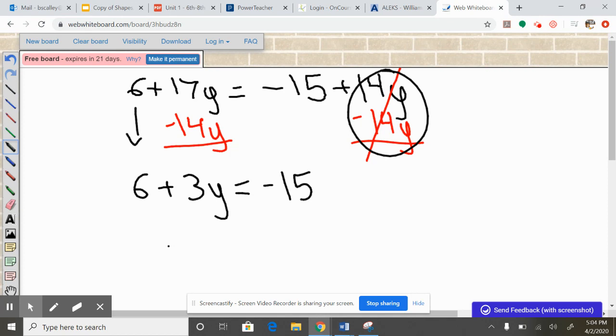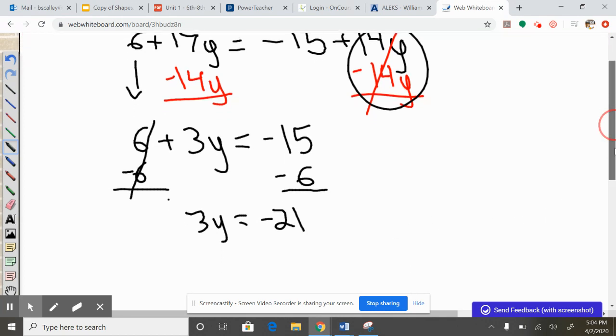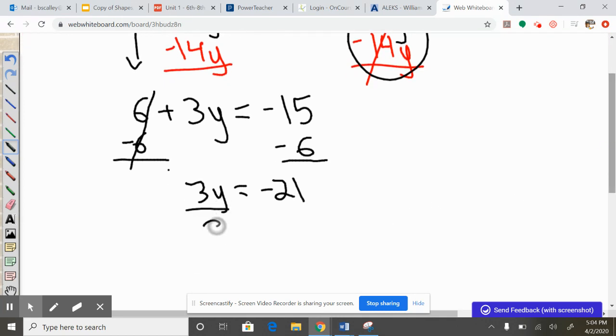What I need to do first is cancel out this 6. That is a positive 6, so I can cancel it out by subtracting 6. And if I do it to the left side of the equation, I'm going to come over here and do it to the right side. Cancels there. And I have 3y is equal to negative 21. I can divide both sides by 3 and figure out that y is negative 7.